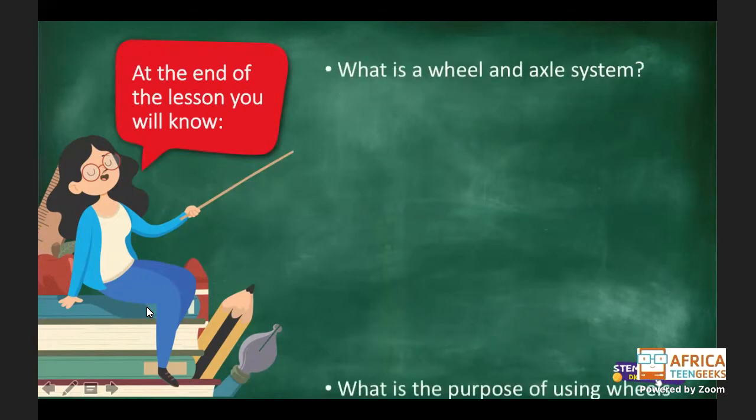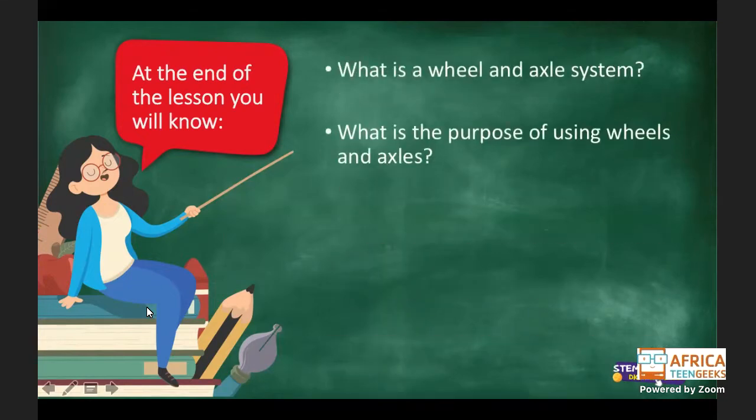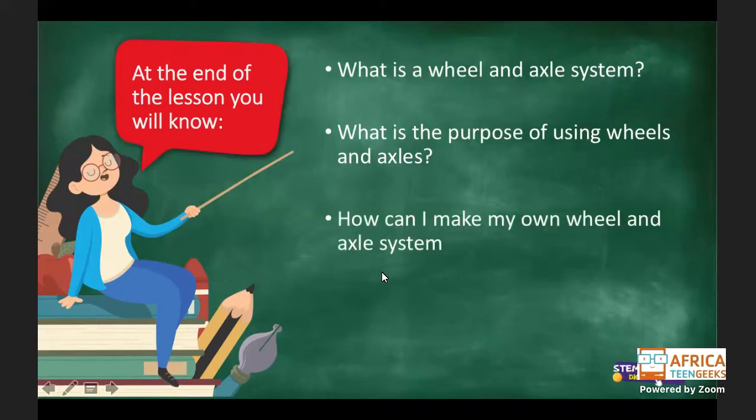At the end of the lesson, the objectives: you are going to learn about wheels and axle systems. You are going to learn about the purpose of using wheels and axles, and also how you can make your own wheels and axles. These will be our objectives for today.